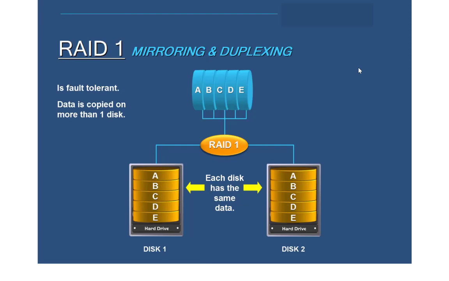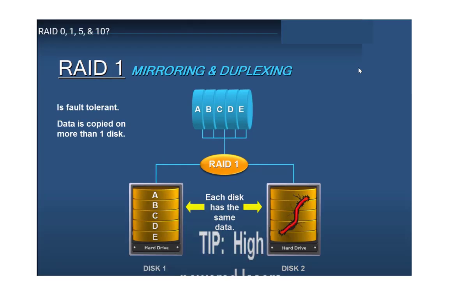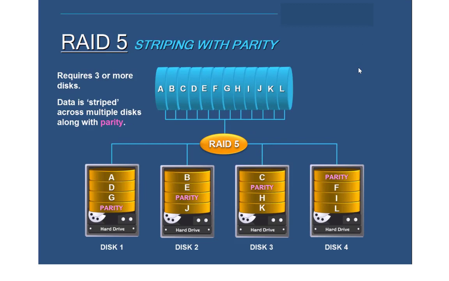If something goes wrong with my first disk, because the data is exactly the same on the other disk, each disk has the same data. So in case of failure of any disk, we can recover our data from the working disk. This is called RAID 1, or mirroring, or duplexing.